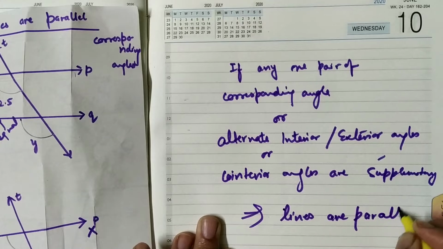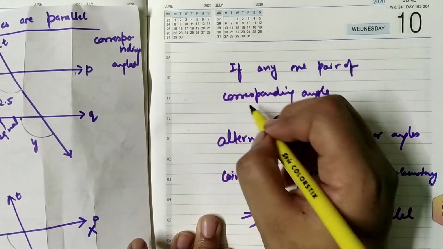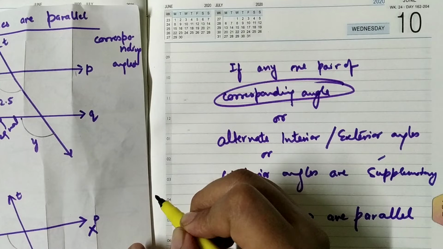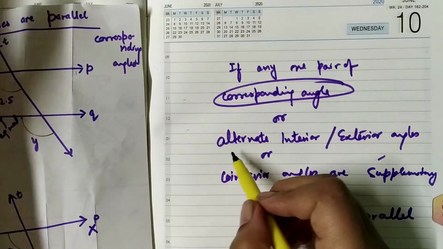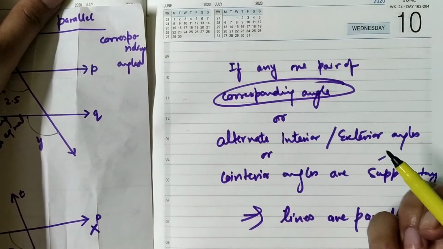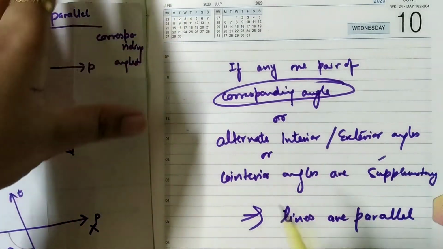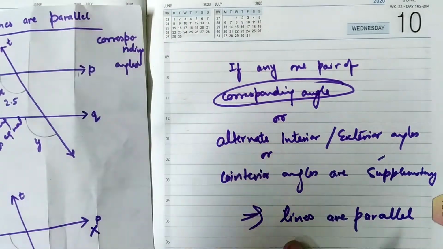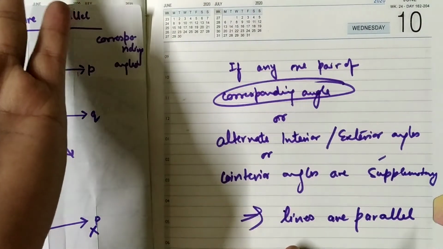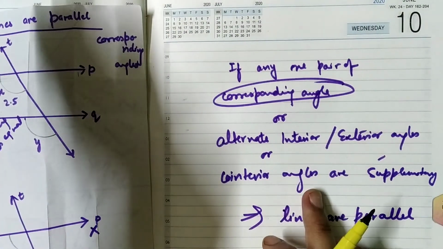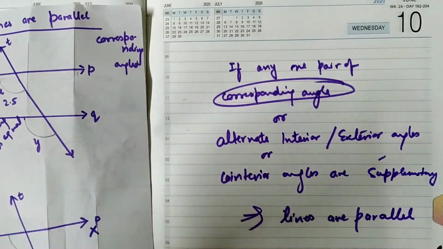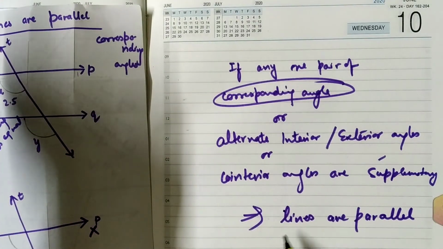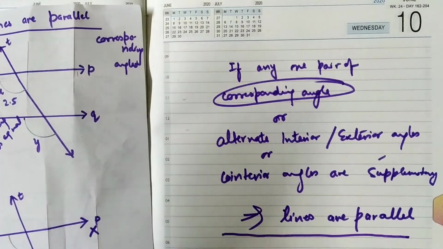So for showing that the lines are parallel, either I need to show that any one pair of corresponding angles are equal, or any one pair of alternate interior or exterior angles are equal, or the sum of the angles on the same side of the transversal, or co-interior angles, is supplementary. If any one of the conditions holds, in that case I can say that my lines are parallel to each other.